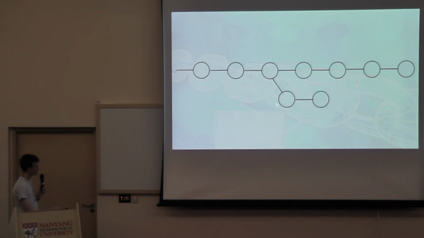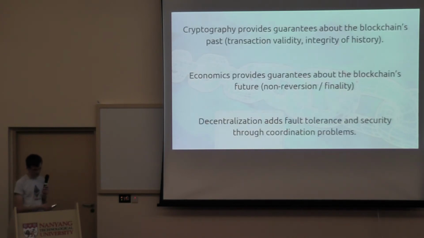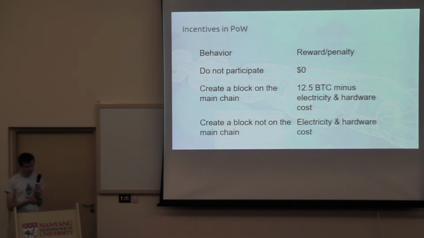So you create a block over here. Well, because this block is not part of the main chain, you do not get a reward, but you still have to pay the cost, right? So you still have to pay the computational cost of creating a block, but you do not get the 12.5 Bitcoin reward. And so what this means is that you get the penalty and not the gain, and so you lose money, right? So if you do nothing, your reward is 0.